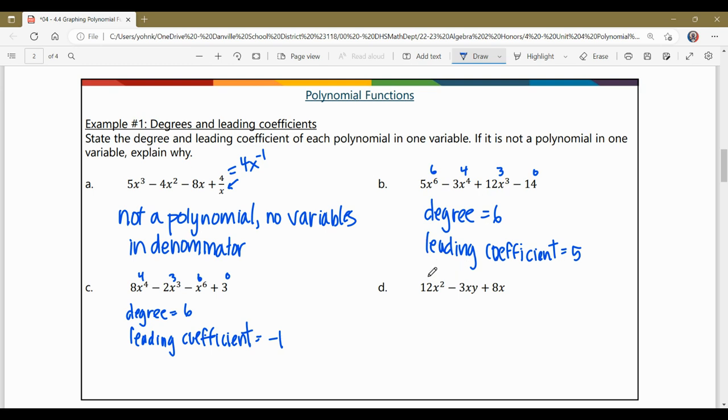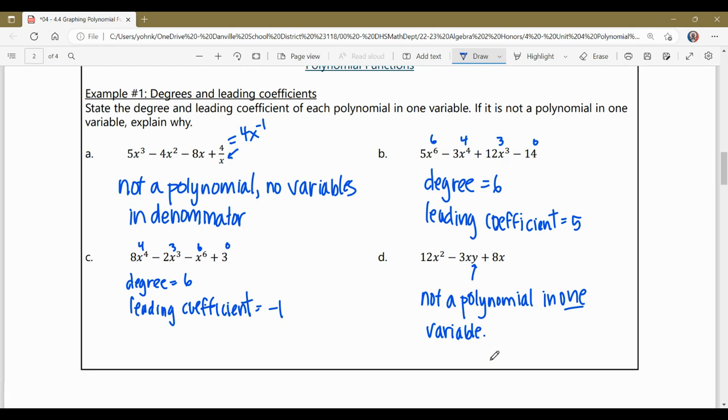Okay, in letter D, oh no, I have 2 letters in the equation. So this is not a polynomial in one variable. I have more than one variable in the problem.